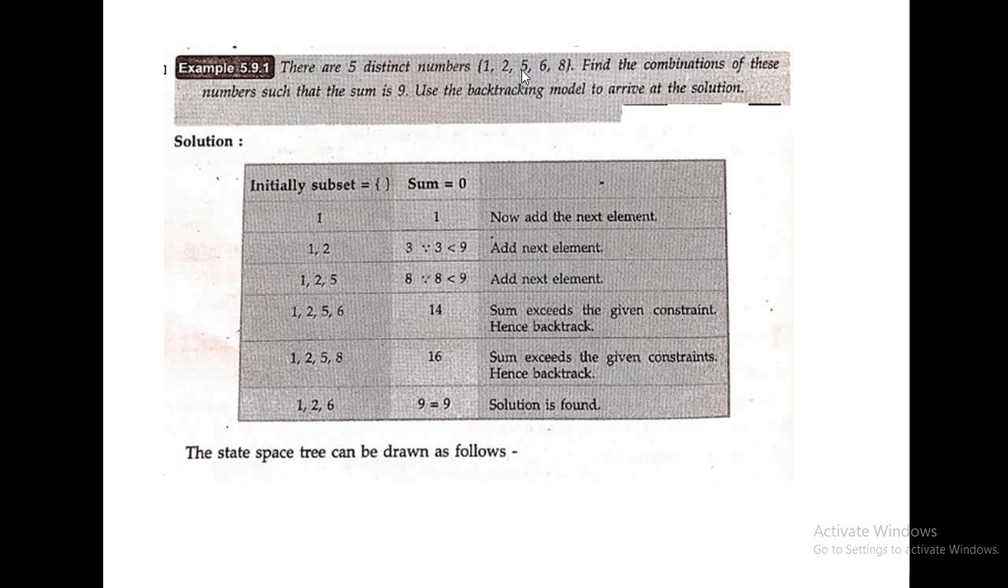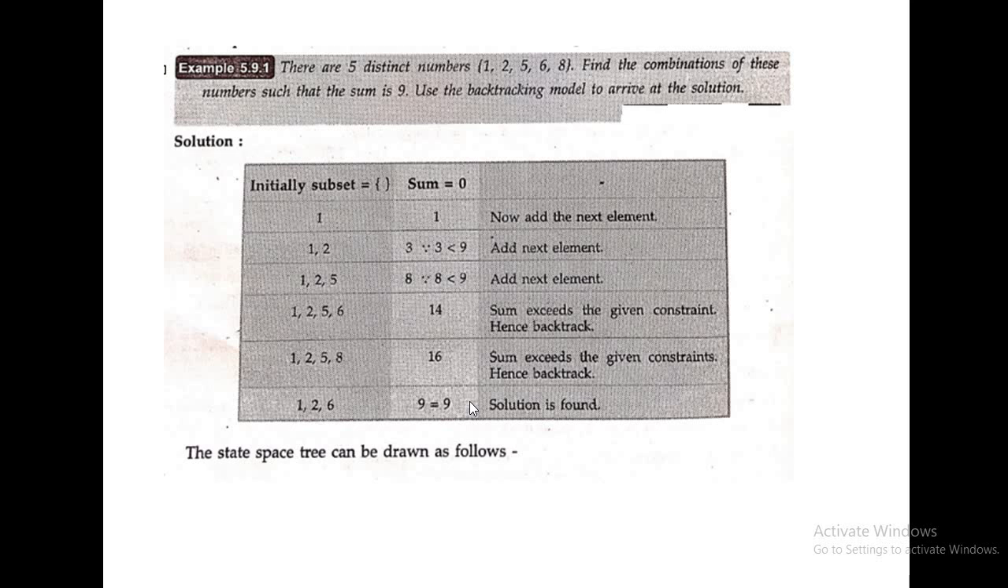Then again add another element: 1, 2, 5 means 8. 8 is less than 9, so add the next element. Then 1, 2, 5, 6 means 14. The sum exceeds the given constraint, hence backtrack. So 1, 2, 5, 8 means 16. The sum exceeds the given constraint, hence backtrack. So we take the possible solution 1, 2, 6, which is 9 equal to 9. So the solution is found here.